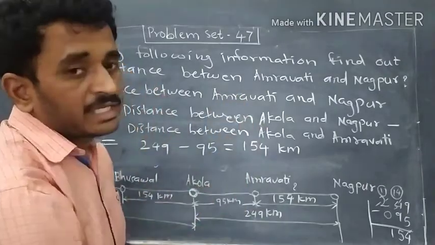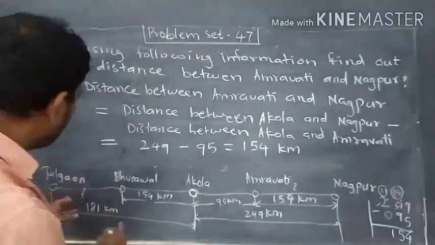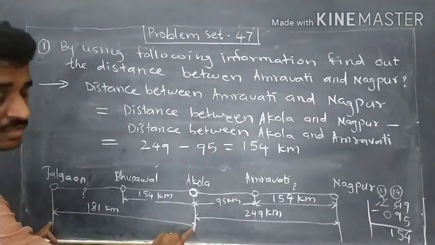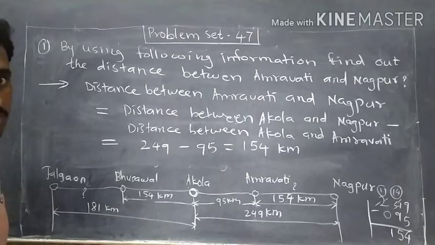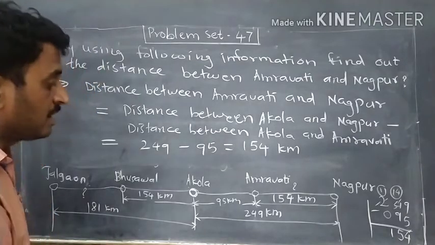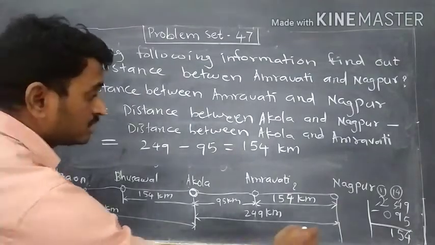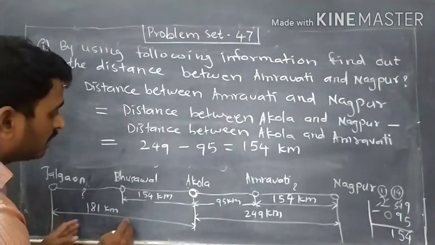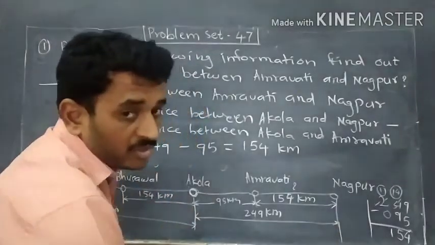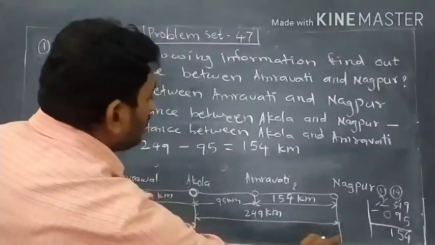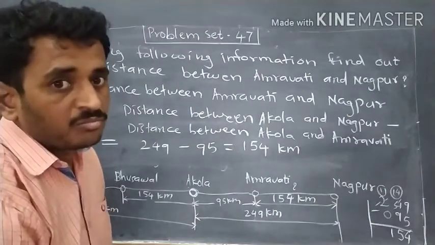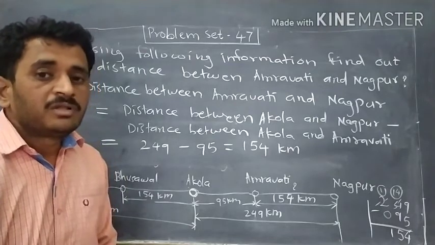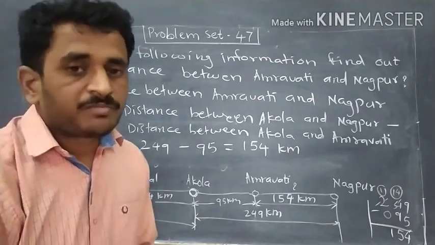In this way we can create so many word problems. We can find out this much distance also by subtracting this distance from that distance. In this way we can find out the different distances. Now suppose we want to find out the distance between Jalgaon and Nagpur, then we can add this distance 181 and this distance 249. In this way you can create word problems and you can solve those word problems. Thank you.